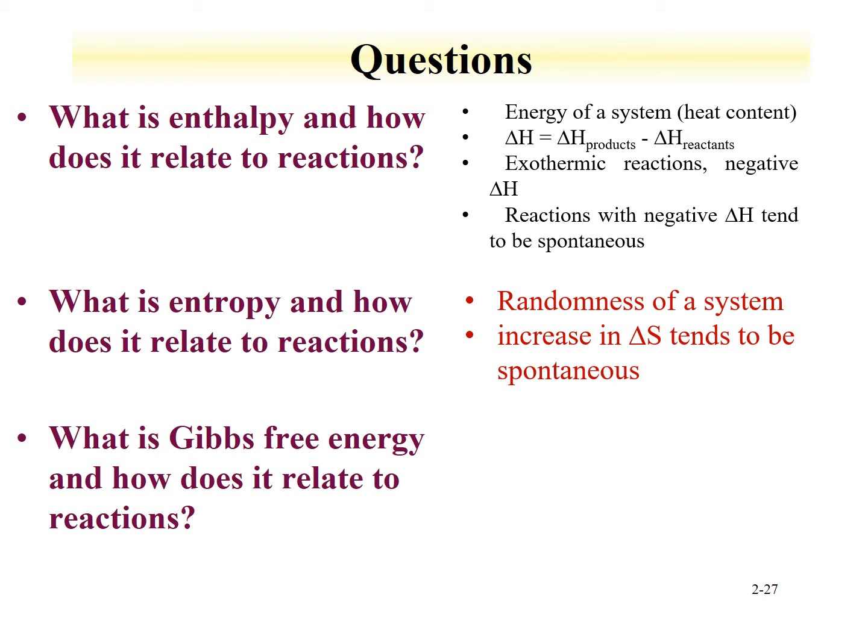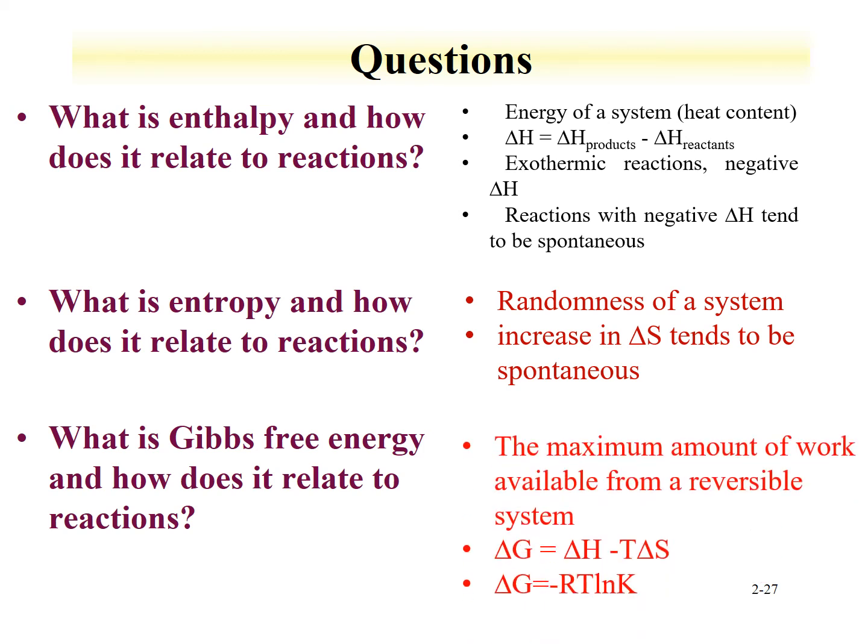Another term is Gibbs free energy. What is Gibbs free energy and how does it relate to reactions? Delta G, the Gibbs free energy, is the maximum amount of work that is available from a reversible system. There are some relationships here between delta G and delta H and delta S, and also delta G and the complexation constant as shown here. Both of these equations with delta G are useful for understanding thermodynamics.